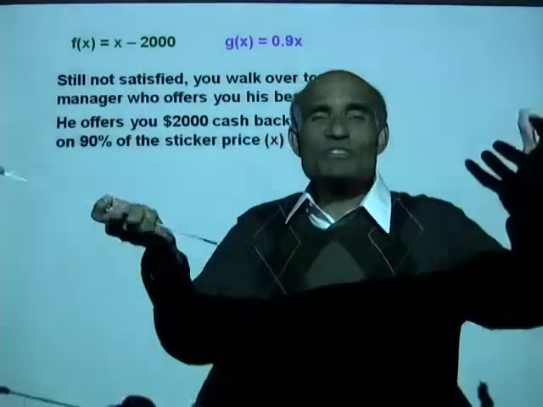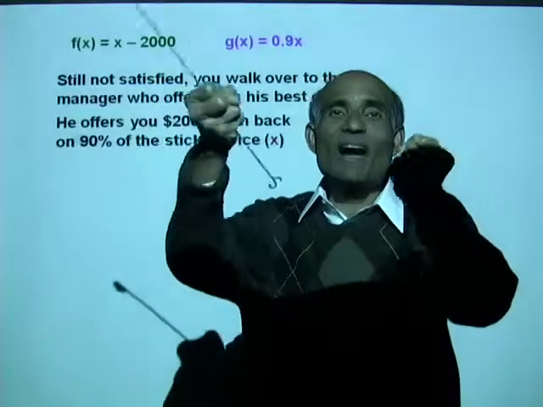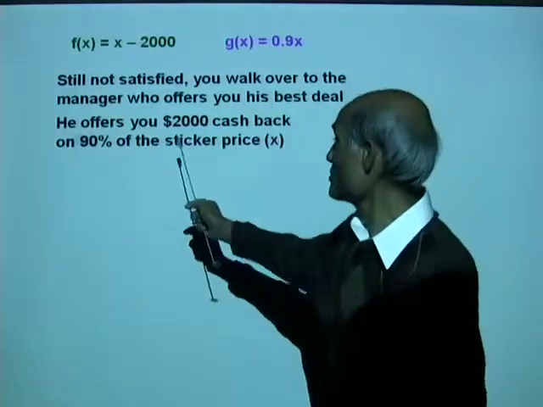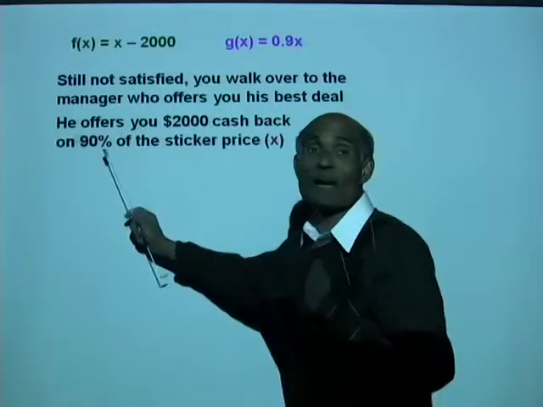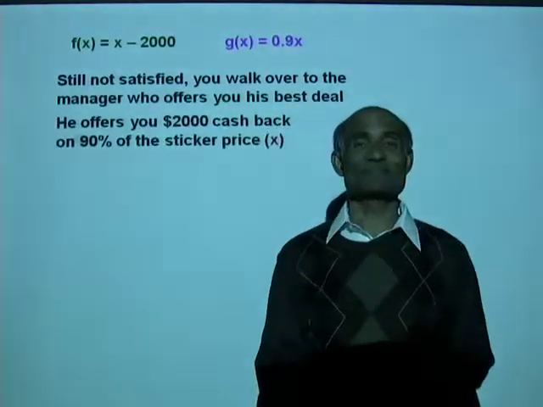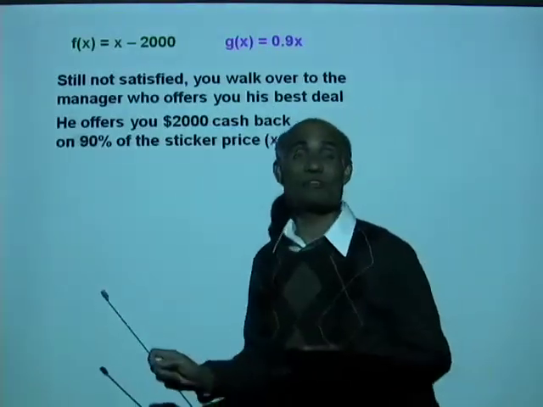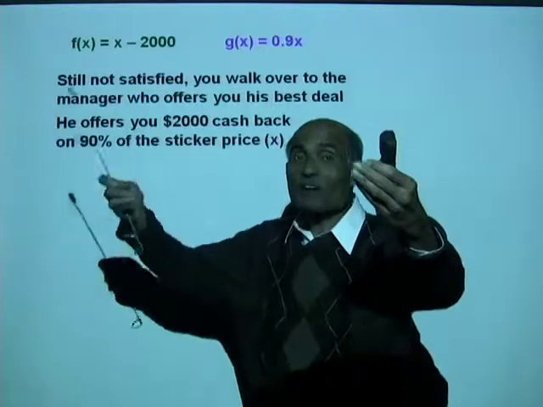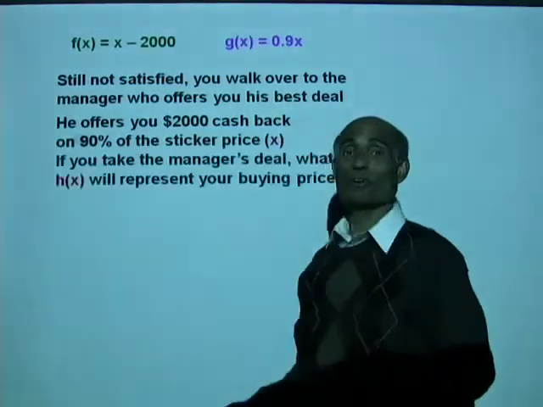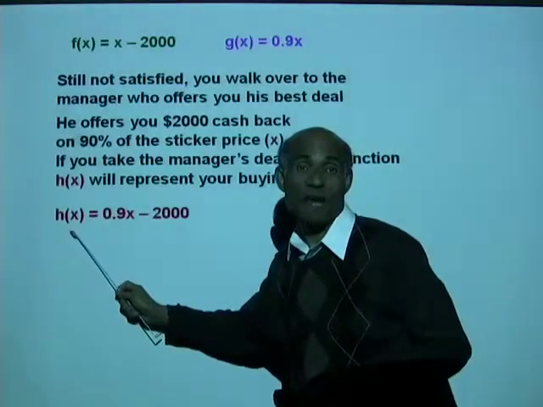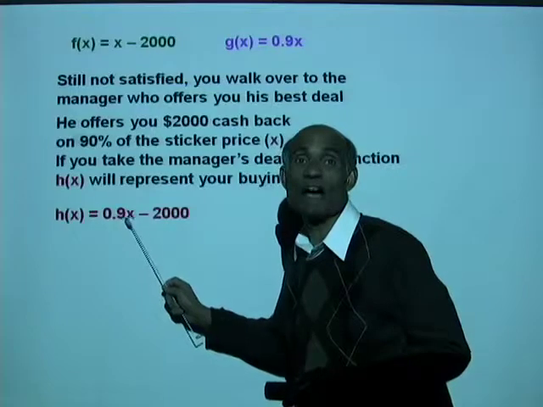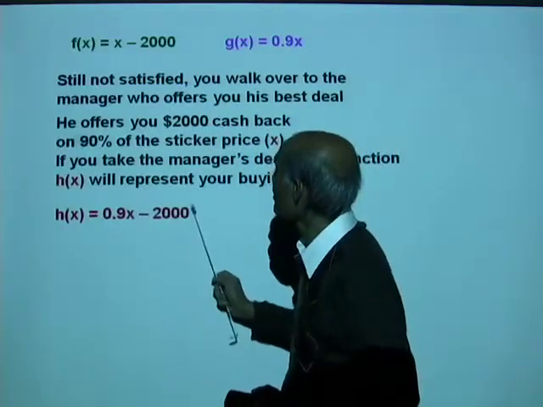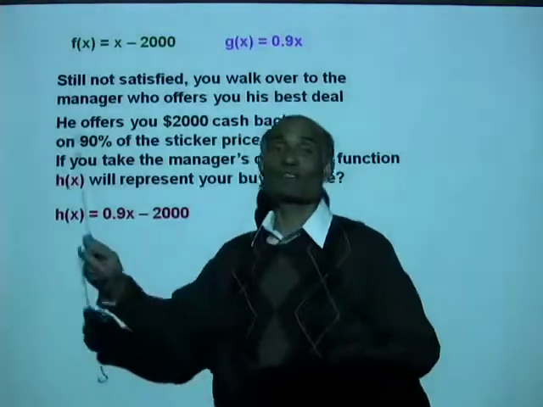Now look at that. He's actually taking the two functions and using one as the input of the other. We are now going to get a composite function. Is that right? The manager is offering you $2,000 cash back on 90% of the sticker price. So what the manager is doing is, the manager took the first function and then used the second function as an input for it. So what is the deal? The manager's deal is h of x equal to 0.9x minus 2,000. In other words, you can take any car and you get $2,000 cash back on 0.9x of the price.